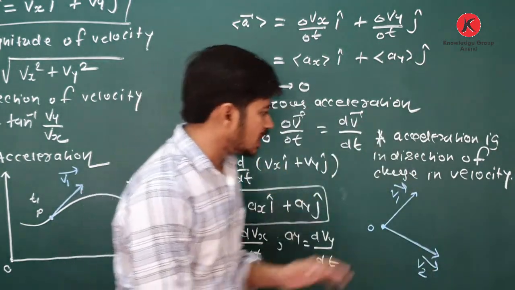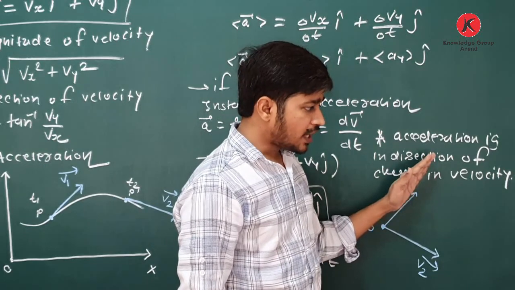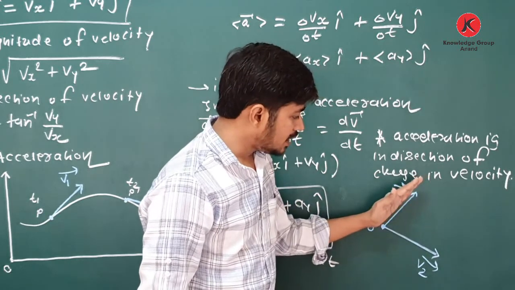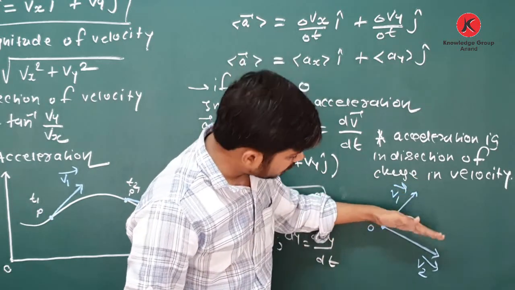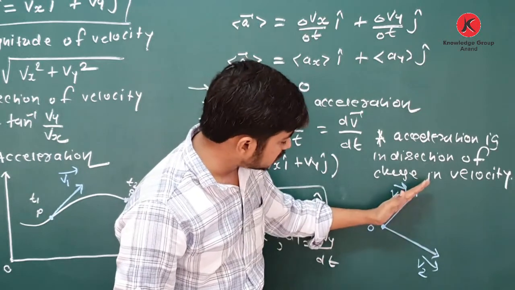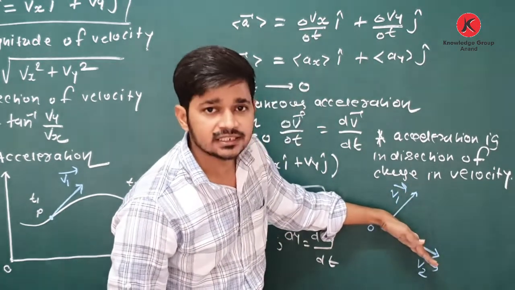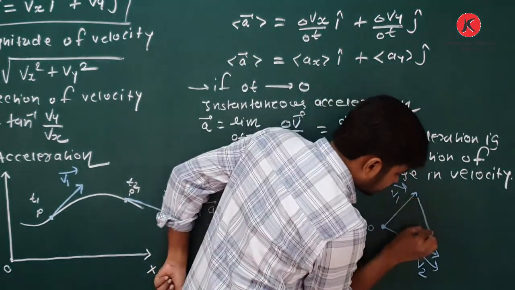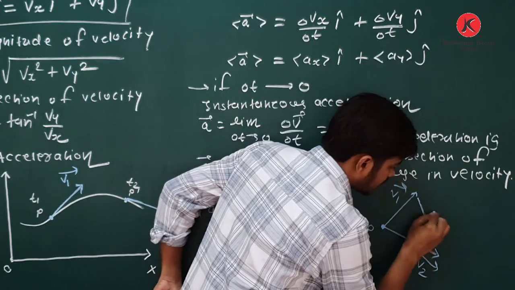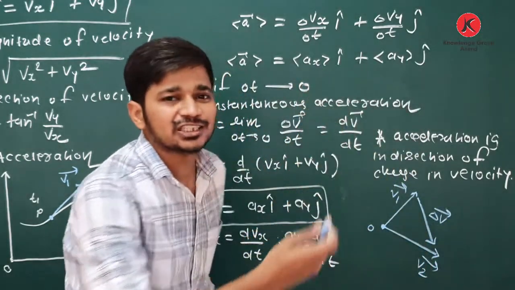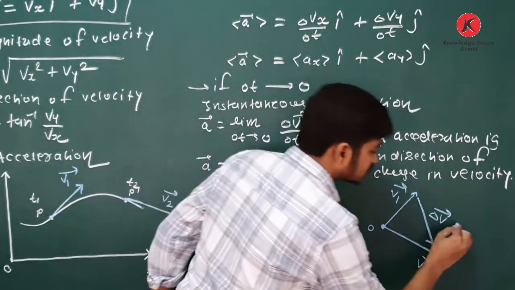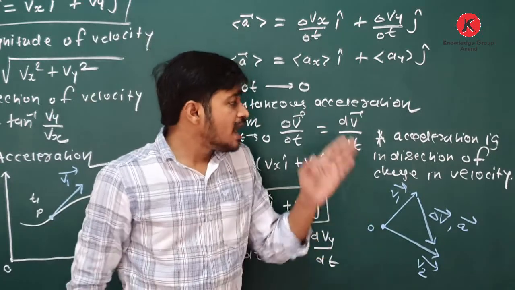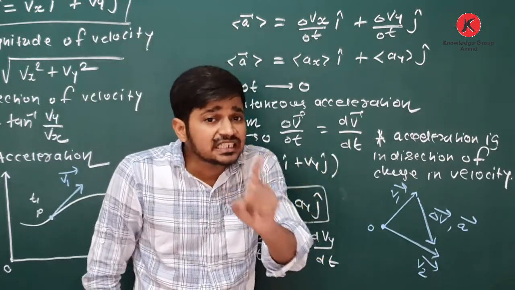See, initial velocity is in this direction, final velocity is in this direction. See, my hand is moving in which direction? The direction changes from this to this. So what is the change in velocity? The change in velocity delta v is in this direction, and it is the direction of acceleration. Clear about this? So you have to remember this point: acceleration is in the direction of change in velocity.